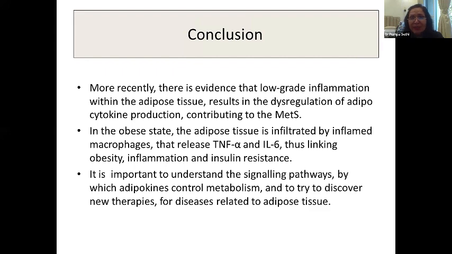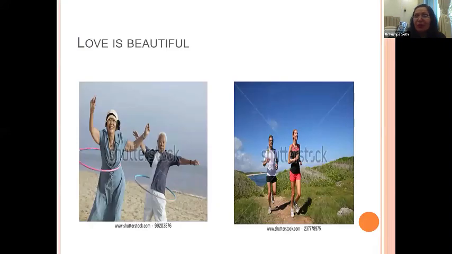It is important to understand the signaling pathways by which adipokines control metabolism and to try to discover new therapies for diseases related to adipose tissues. So love is beautiful. See that you keep healthy. See that you don't have abdominal obesity.